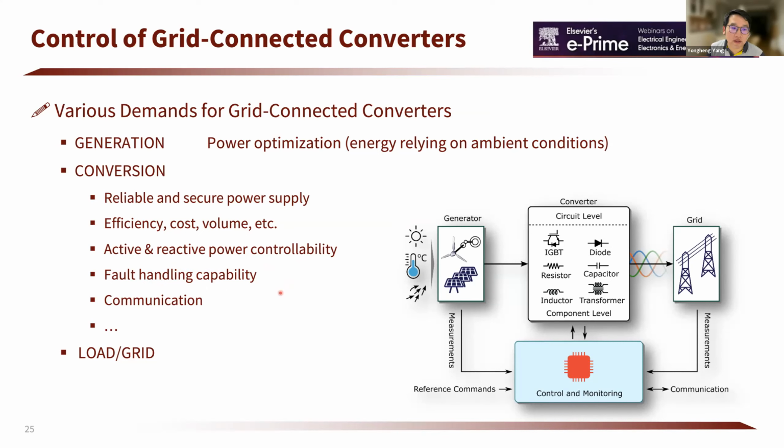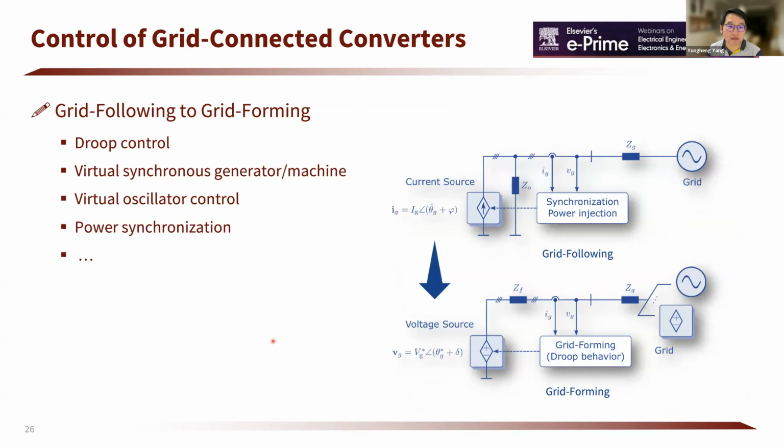In terms of fault handling, the entire system or the power converter has to ride through faults if there are temporary faults at the grid side. Another thing that is more and more required in today's power electronics based systems is communication. Through communication, we can coordinate different units or plants to achieve more power optimization or energy flow in the system.